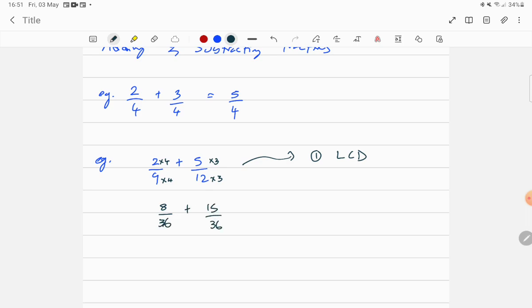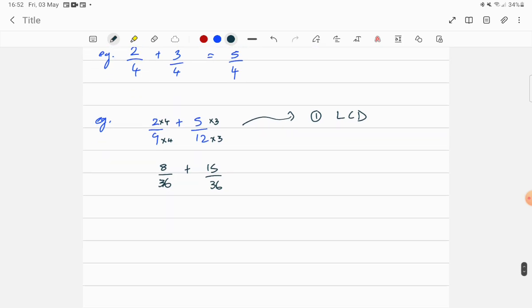And now, once we rewrote them having the same denominator, the same lowest common denominator, we can add or subtract our fractions and simplify the answer if necessary. So we would get 23 over 36, and well, this is already in its simplest form. So that's addition and subtraction.